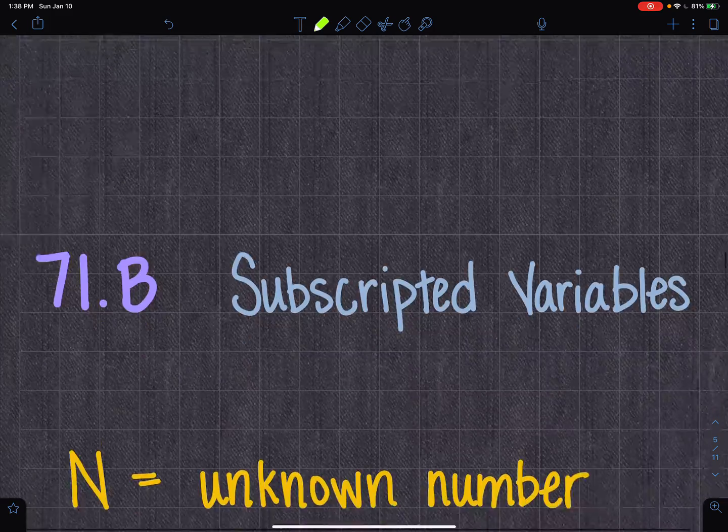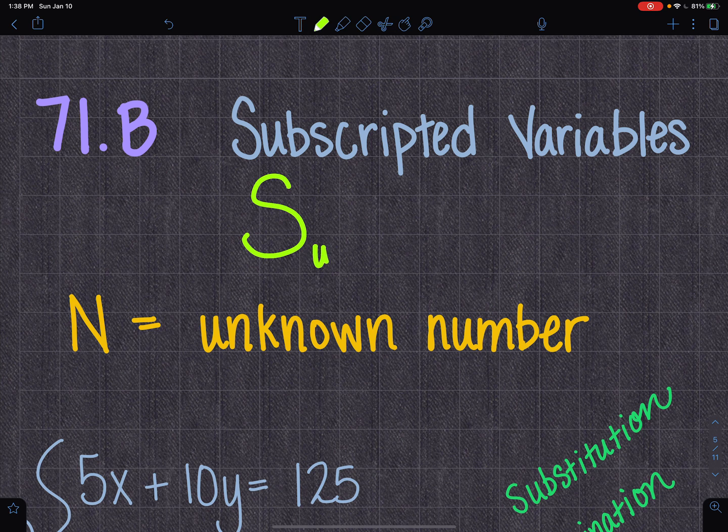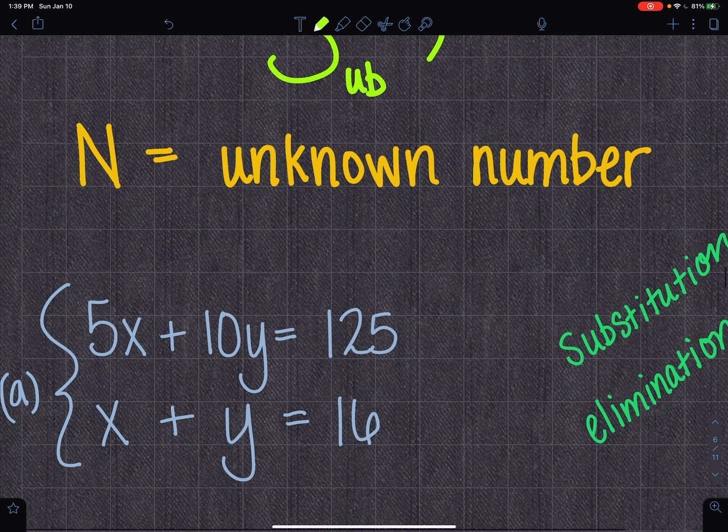Okay. All right, let's do 71b, which goes over subscripted variables. This is way easier than it sounds. A subscript, remember, is when you've got a word or a letter, and then the sub is way down here, like a little lower, smaller letter that goes with it that indicates something about that. Okay, so a subscripted variable. For example, a lot of times in word problems, and that's one of the keys, these are going to be word problems. I know we all hate them.